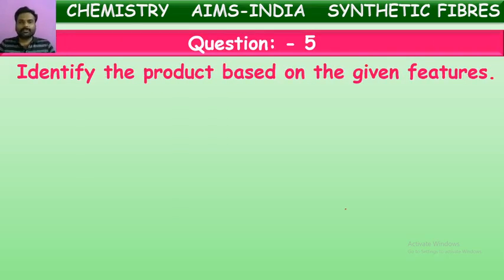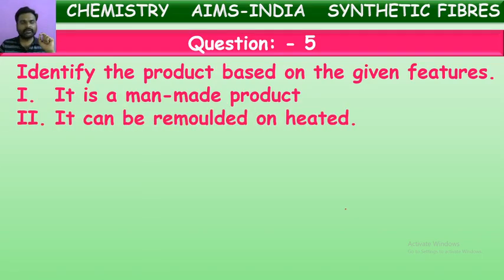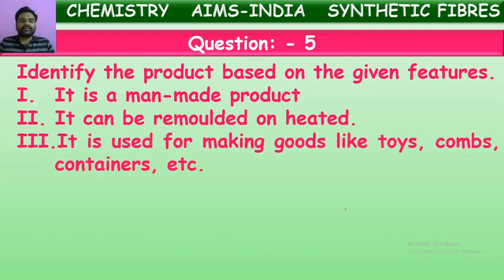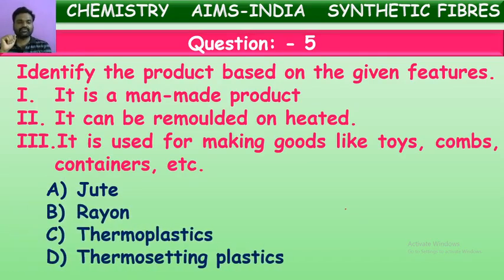Identify the product based on the given features. Here they are giving certain properties or features of a substance. Based upon these properties, we have to identify what it is. First one, it is a man-made product, and second, it can be remolded on heating, and it is used for making goods like toys, combs, containers, etc. Let us see options. Is it jute? Is it rayon, thermoplastic, or thermosetting plastics?